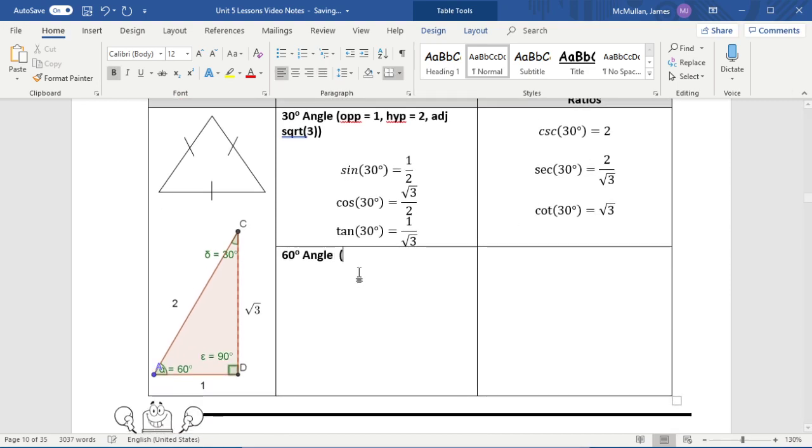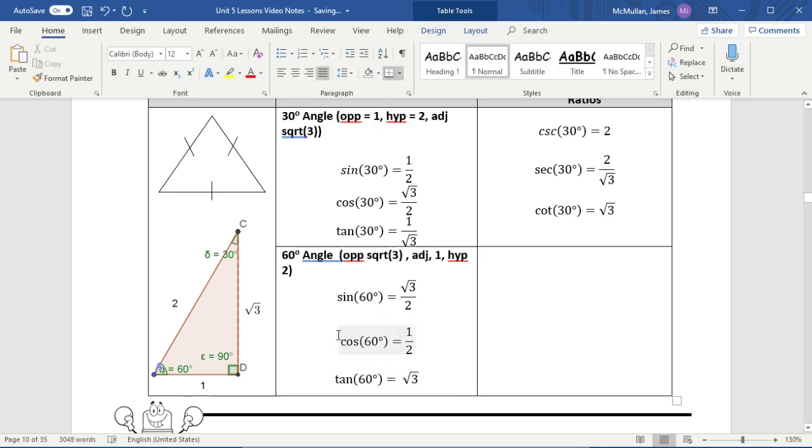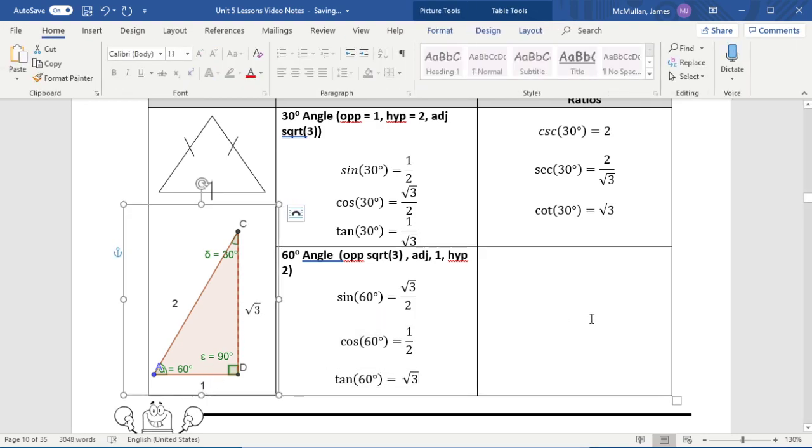Okay, for 60 degrees. Now looking from the perspective of 60 degrees, the opposite is square root 3, the adjacent is 1, the hypotenuse is 2. It's going to be very similar to the one we just did, but not exactly the same. So sine of 60 degrees, the opposite is now square root 3, and the hypotenuse is 2. For cos of 60 degrees, you get the 1/2, nice and easy. And for tan of 60 degrees, you get square root 3, because the opposite square root 3 is divided by 1, the adjacent, which you can kind of ignore.